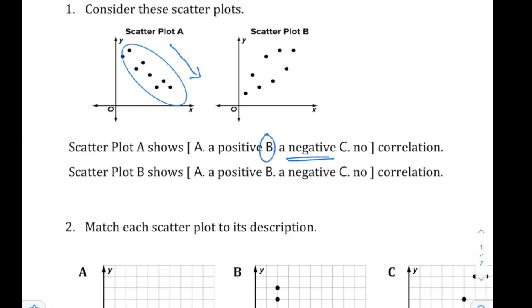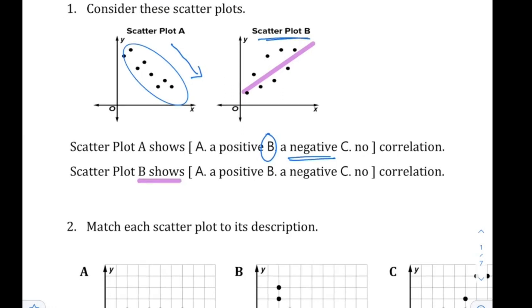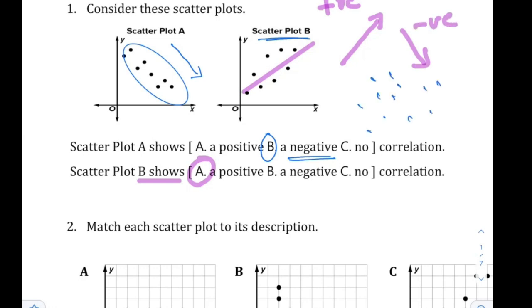While in scatter plot B, the trend is going up, it's increasing, so scatter plot B is showing a positive correlation. Positive correlation, this is positive. Negative correlation is when it's decreasing, and if it is scattered everywhere, it is no correlation.